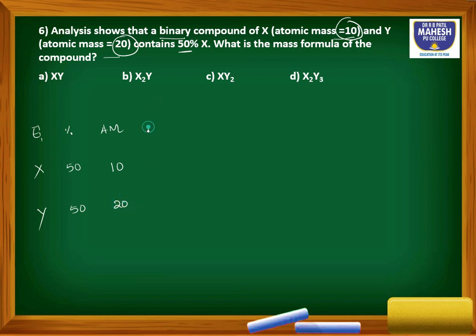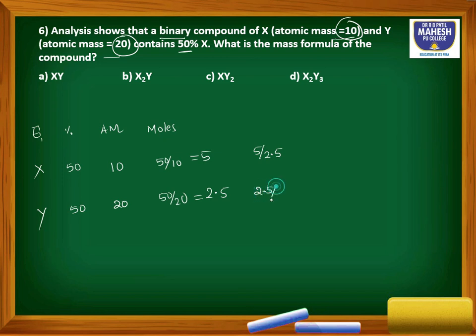Clear? So now let us calculate the number of moles. Moles means mass divided by molar mass. Here also mass divided by molar mass. This value comes out to be 5. This value comes out to be 2.5. In the next step, what I have to do? So I have to divide each mole by the smallest mole.